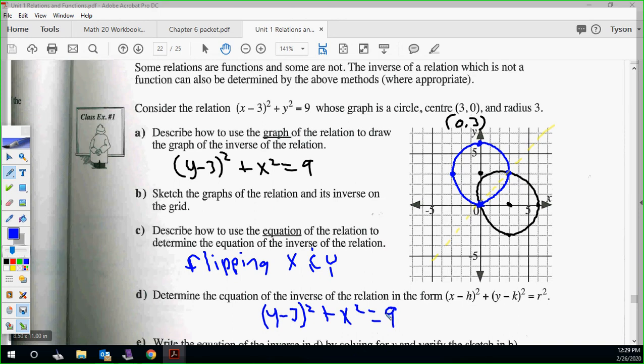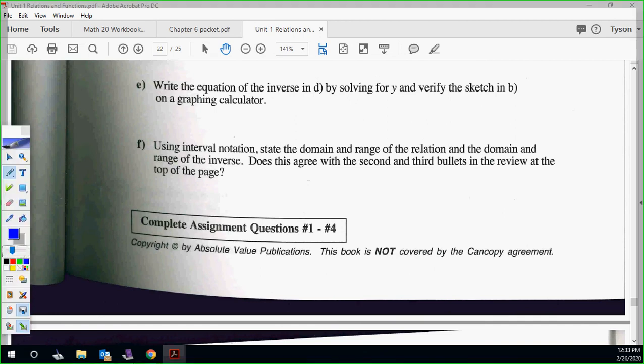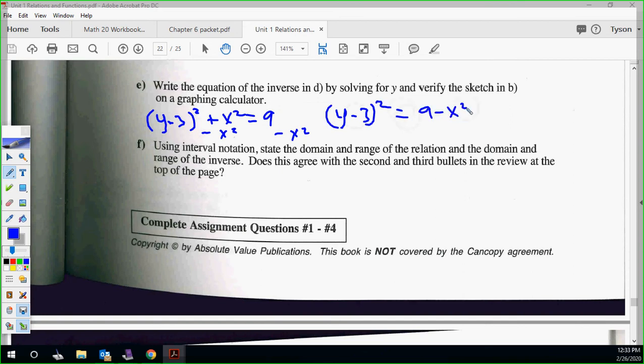Okay. All right. So E: write the equation of the inverse, solve for y, and verify the sketch in your graph calculator. So we're going to solve for y, and it's going to show you it's the same thing. We had (y minus 3) squared plus x squared equals 9. So we're solving for y here. We're going to subtract the x squared, we're going to square root, since we square root it's plus or minus, and we're going to add 3.